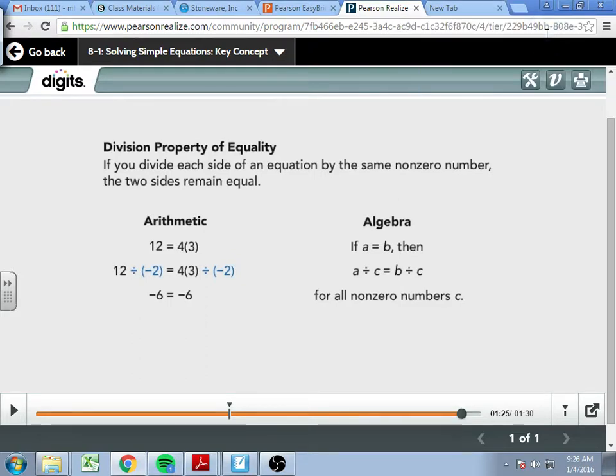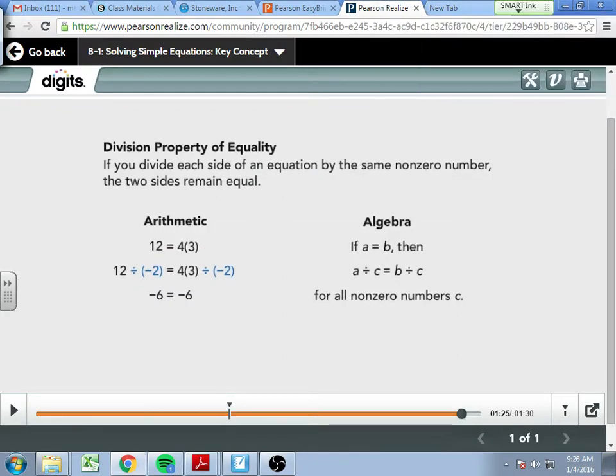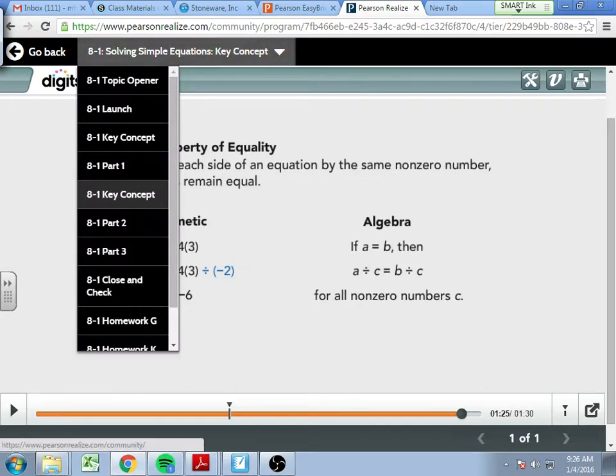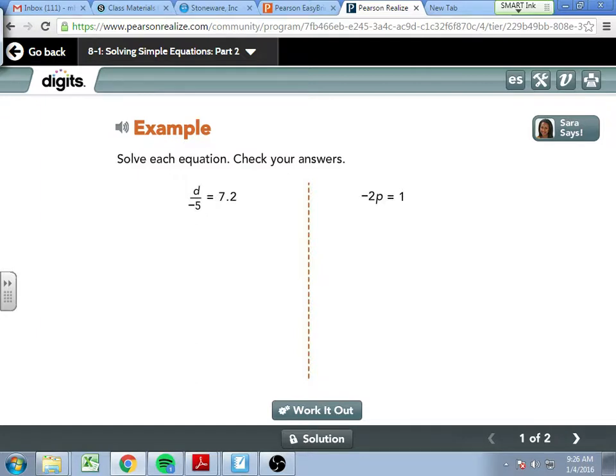So, when we look at the examples there, we have d divided by -5. All right, here we go. So we have d divided by -5. So the first thing to ask yourself is what is happening to the variable? And the next question to ask is how do I undo it?